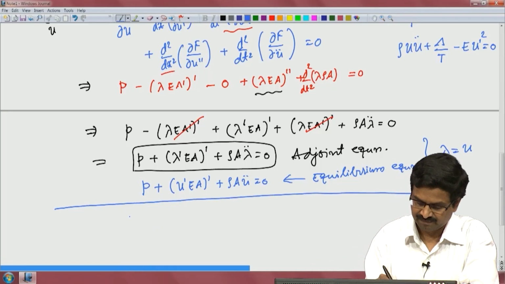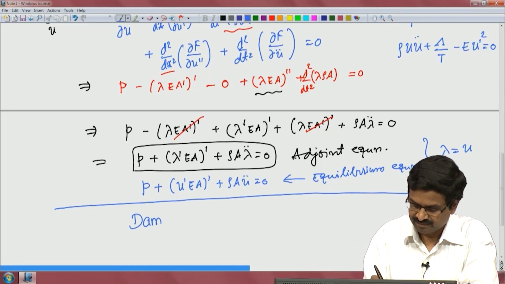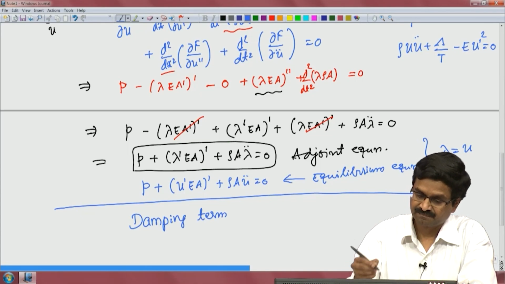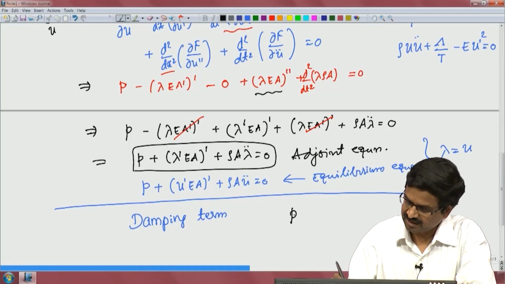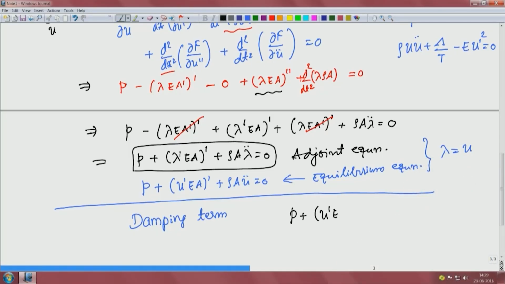damping term. Okay. Let us say we add a damping term in the governing equation. So, I will write the equation that we have: p, e a u prime prime plus rho a u double dot. Now, let us add a u dot term with some damping, let us say we will call it b u dot equal to 0. So, earlier we only had this, but now we have this extra term, this is our damping term, right.